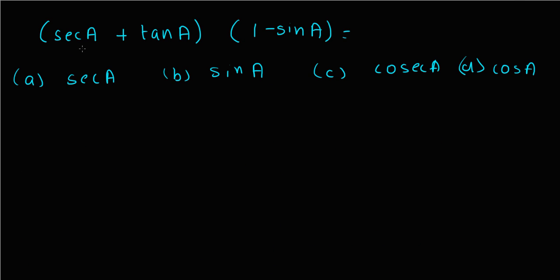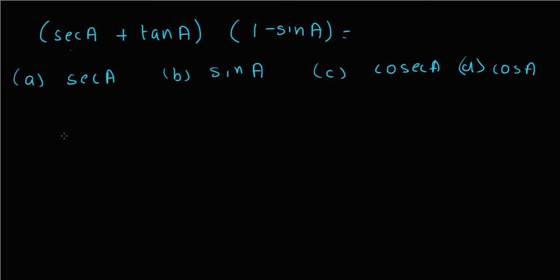So this is my next question. Sec A plus tan A into 1 minus sine A is equal to which of these following? So as I said, the easiest approach when I am not seeing a direct formula is to convert into sine and cos, unless there will be few special questions where it helps not to convert. So we will discuss those.